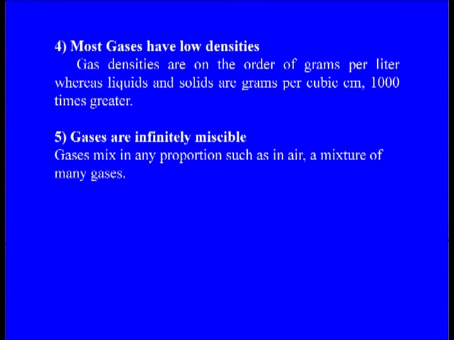Gas densities are of the order of grams per liter, whereas liquids and solids are grams per cubic centimeter, almost 1000 times greater. Gases are infinitely miscible, that means gases mix in any proportion, such as in air, a mixture of many gases: nitrogen, oxygen, carbon dioxide, carbon monoxide, nitrogen oxide, nitrogen dioxide, etc.